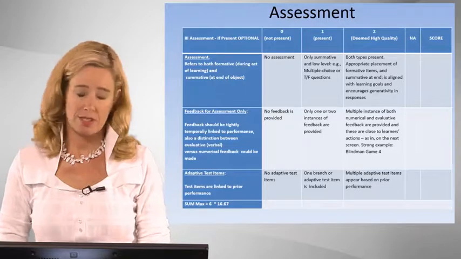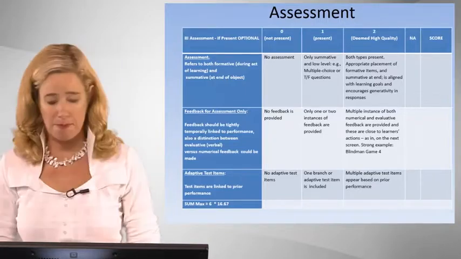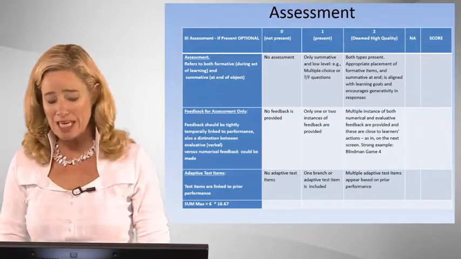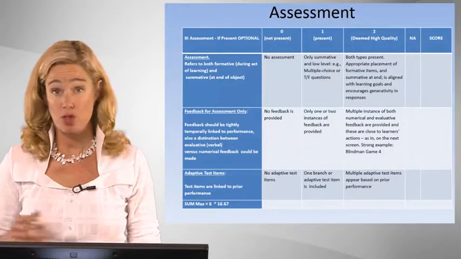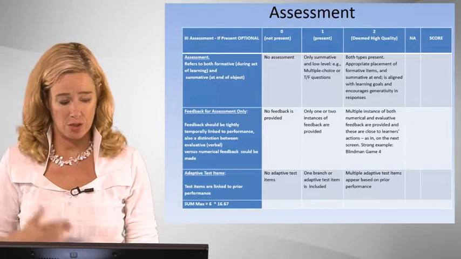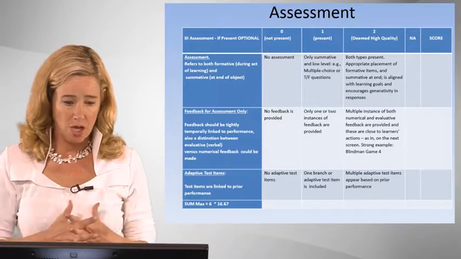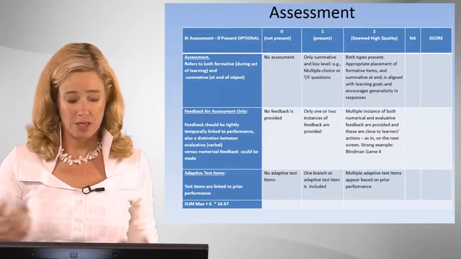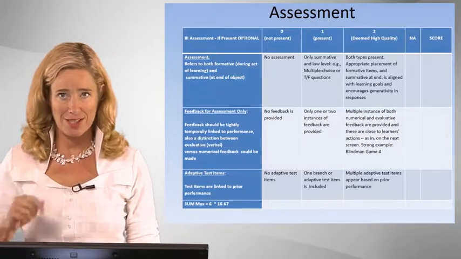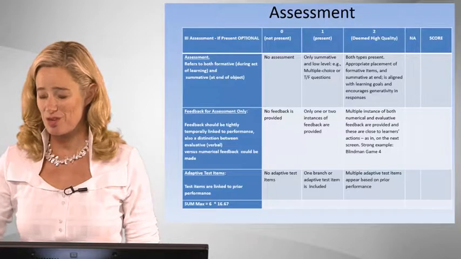Adaptive test items. This is very hard, okay? I get that. If you have 1 branch or 1 adaptive test item, you would get a 1. If you have multiple branches or test items based on prior performance, you would get a 2. Sum all those. The highest raw score would be 6. And so then you would multiply that by 16.67 to approach 100.